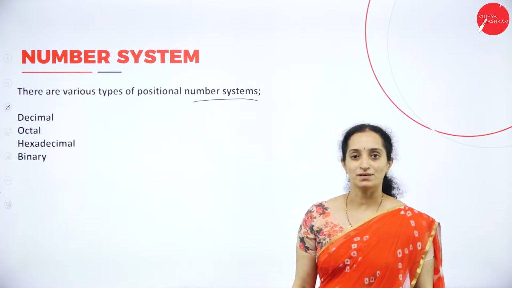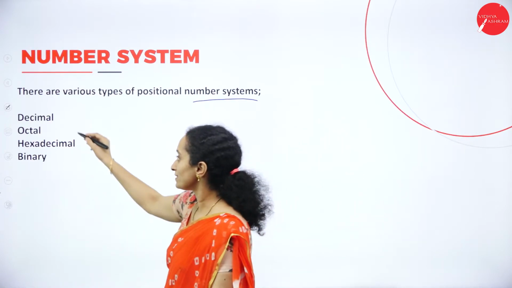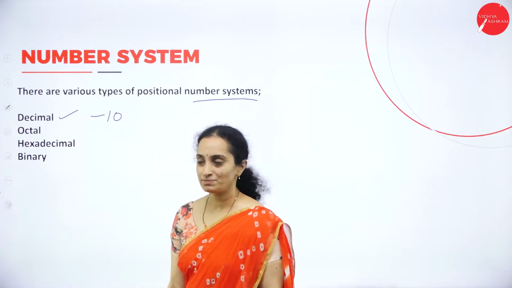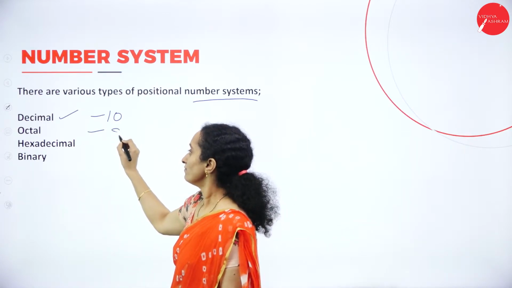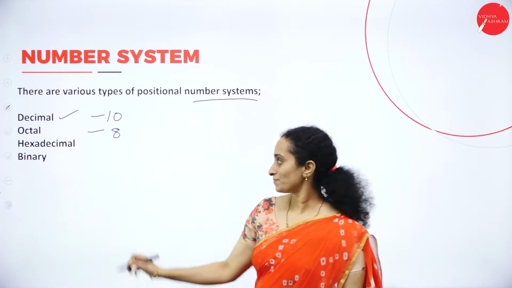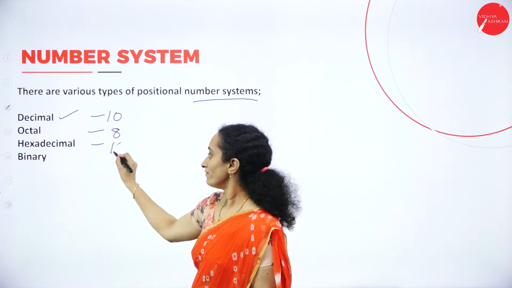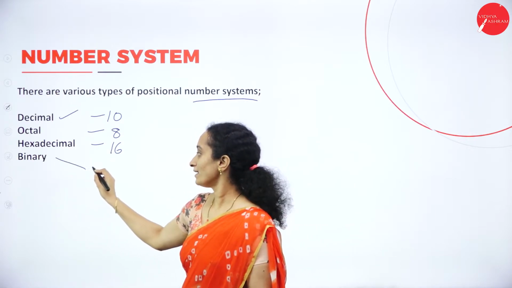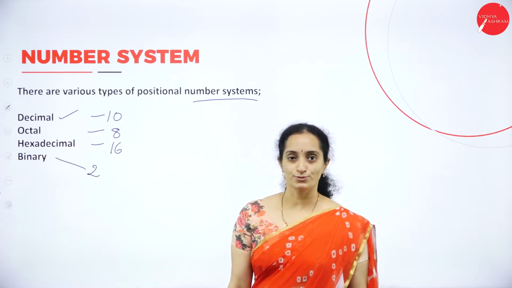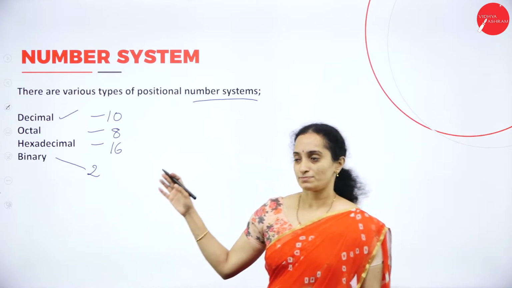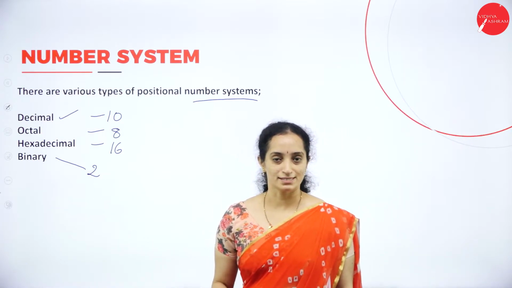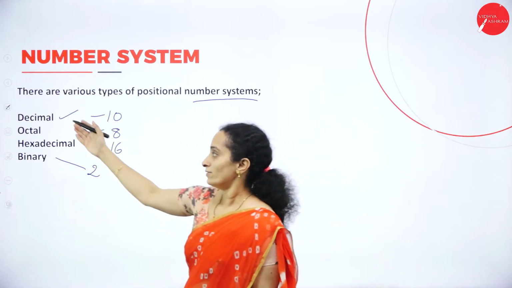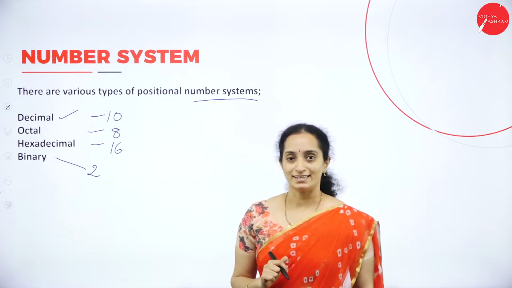Okay, the number system. What are the different number systems? Decimal with base 10, octal with base 8, hexadecimal with base 16 and binary with base 2. Okay, we know about different number systems. You can revisit the sessions to know about all these things in detail.